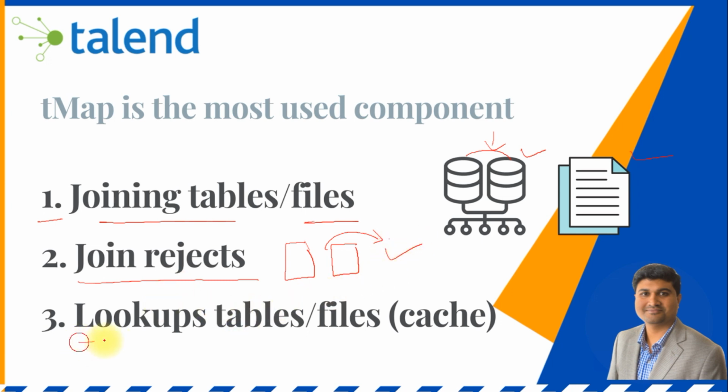And the third thing you can do is lookups, whether it is a table or files, or a combination of both, you can perform lookups to find some matches. And in lookup, there are two different types. You can do a static lookup or a dynamic lookup. It is also called cached or non-cached. You can pretty much do that using tMap.